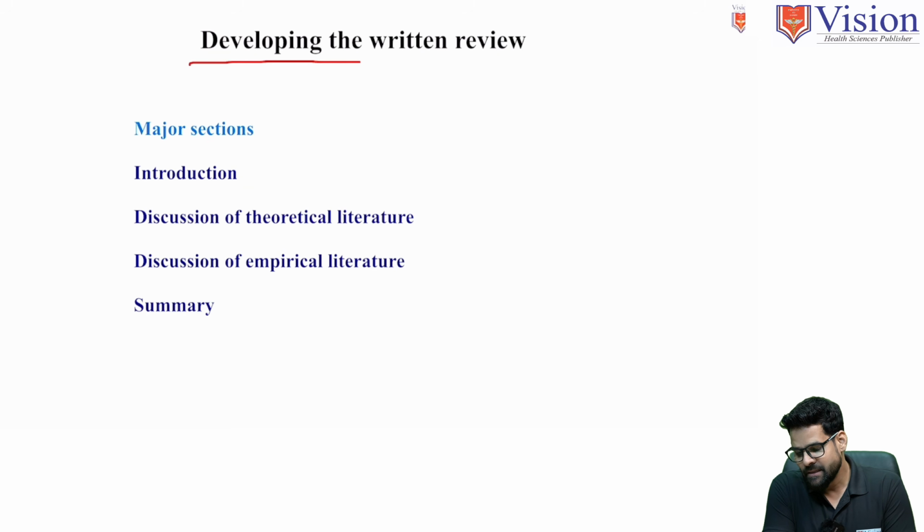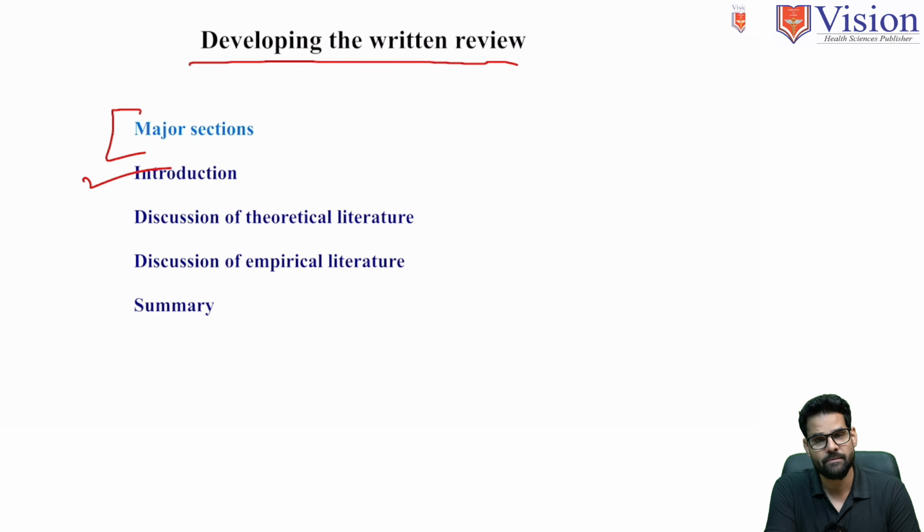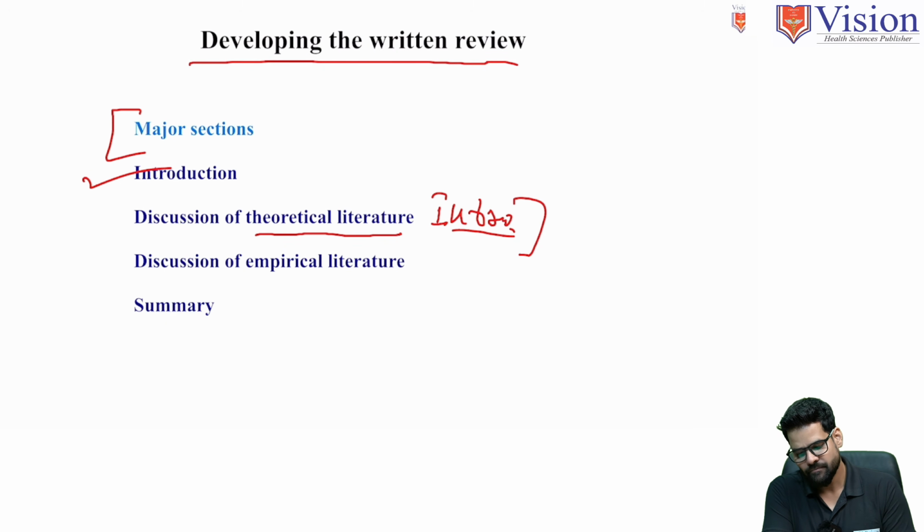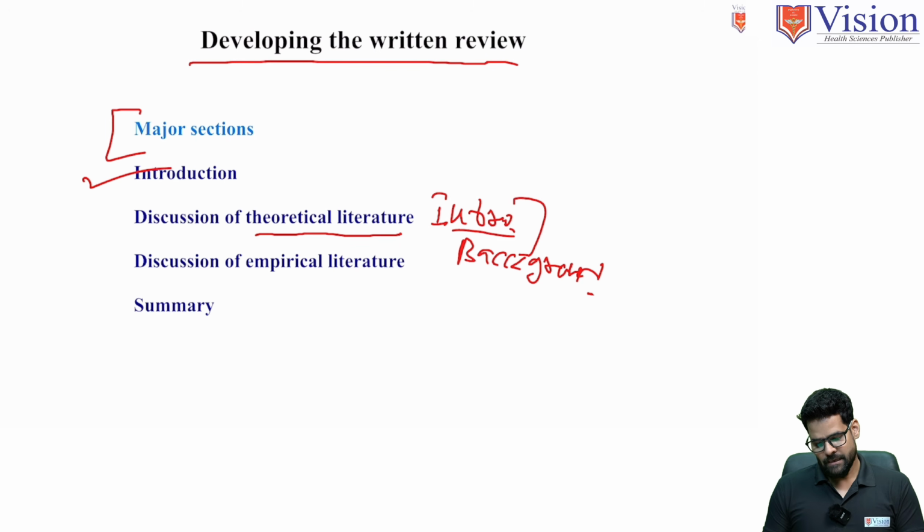Now, developing the written review. The major sections in writing the literature review include the introduction. The introduction may include your search strategy and the basic process you adopted. Then, if applicable, write about the theoretical literature, which usually is a part of your introduction. Somewhere you are giving an argument there, and you describe the need, background, etc. Then the discussion of the empirical literature, where you cite the specific researches you have used.